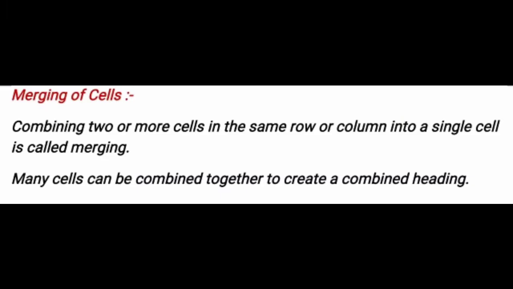Now we will learn how to merge cells. First of all, let me tell you what merging of cells is. Combining two or more cells in the same row or column into a single cell is called merging. Many cells can be combined together to create a combined heading. Now let's learn how to merge cells.